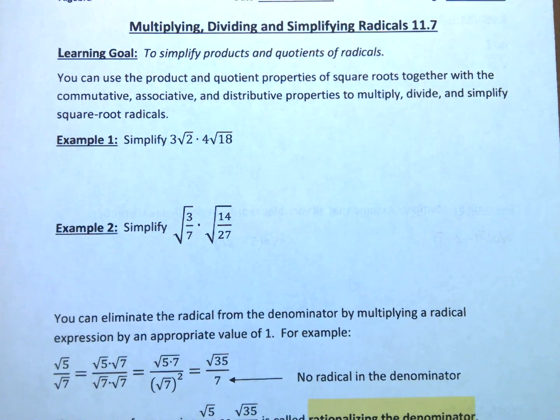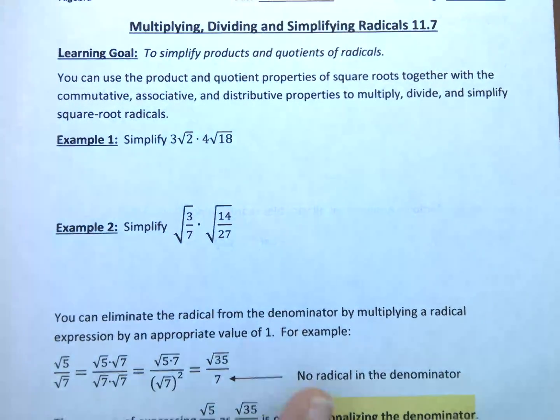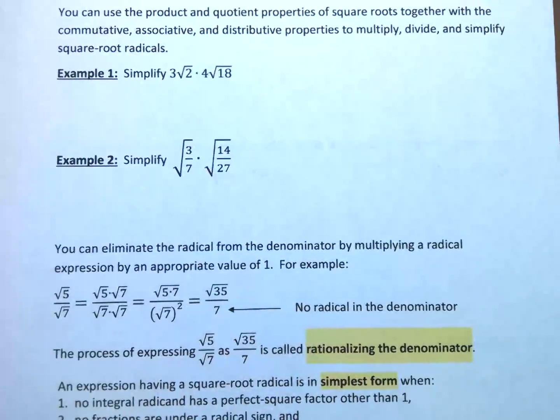Okay, for this lesson, we're going to talk about multiplying, dividing, and simplifying radicals. So you can use the product and quotient properties of square roots together with the commutative, associative, and distributive properties to multiply, divide, and simplify square root radicals. So let's look at our first example here.